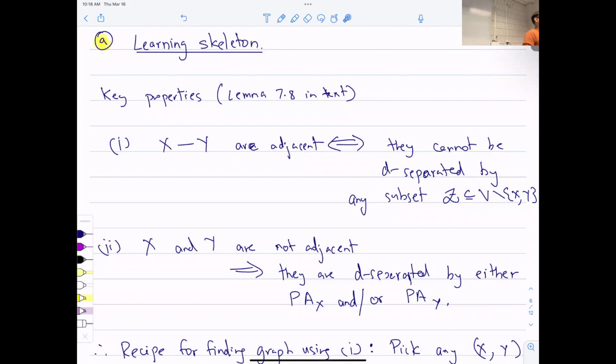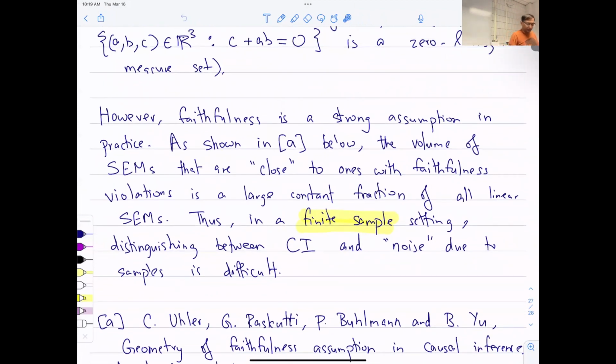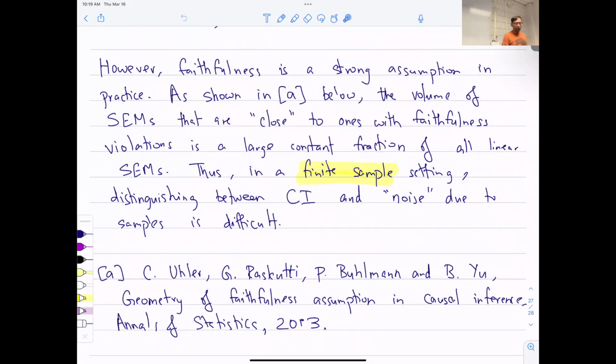Is faithfulness always violated only on a zero measure set, or can it be violated otherwise? The paper I would suggest you look at for this question is the reference I gave by Caroline Uhler et al. Zero measure is a bad word here, because it depends on which measure. In this example it is a zero measure set. What they show essentially is in this paper: Uhler, Raskutti, Bühlmann, and Yu, Geometry of the faithfulness assumption in causal inference, Annals of Statistics.